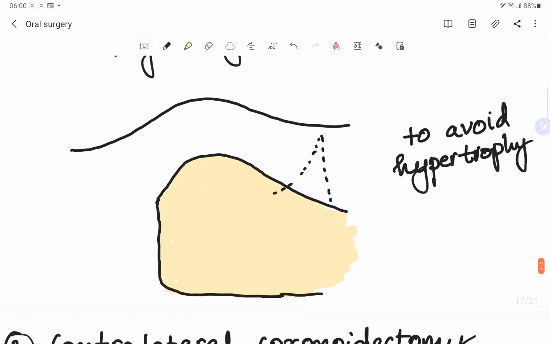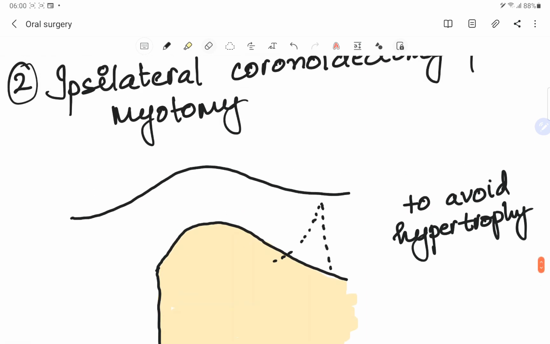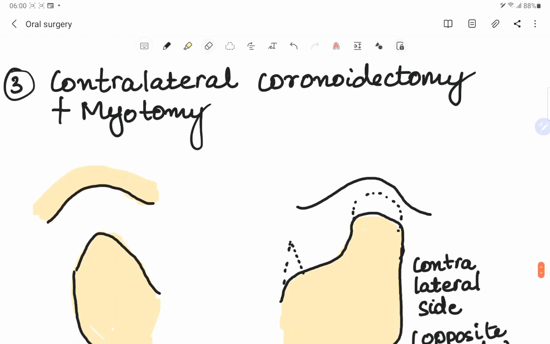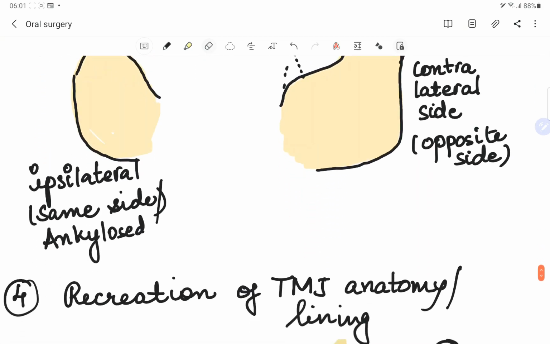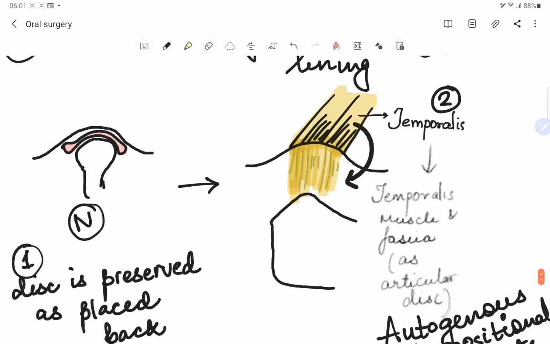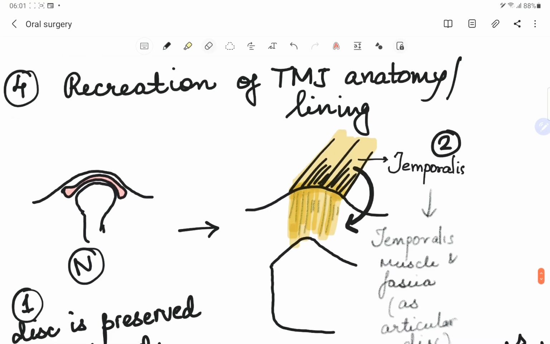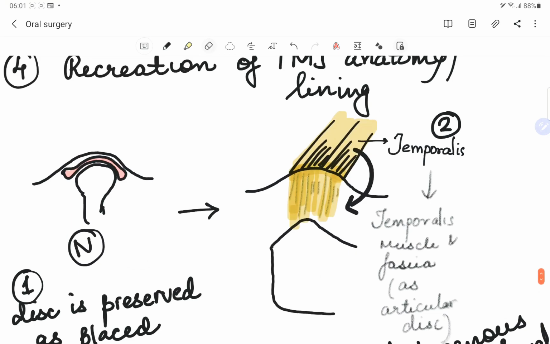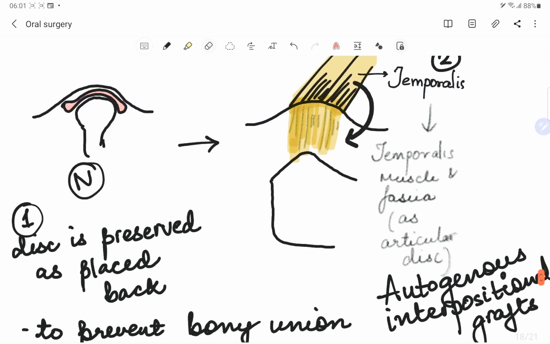Then we check, because there can be hypertrophy of the coronoid process, muscle fibrosis and coronoid hyperplasia. So in order to avoid that, we are going to remove the coronoid process as well. We check the mouth opening of the patient. If it is less than 35 millimeters, we go for the contralateral coronoidectomy and the myotomy, that means the opposite side. Then we recreate the joint. Either we can preserve the disc and place it back into its position, or we can take an autogenous interpositional graft. Most of the time we take the temporalis muscle and fascia and then put it between the gap we have created.